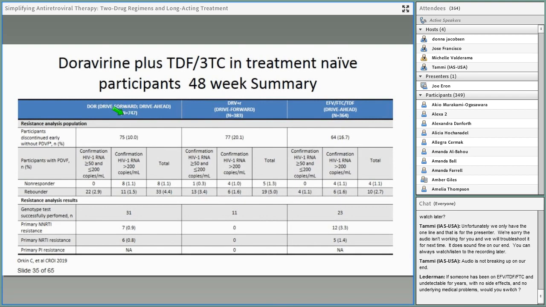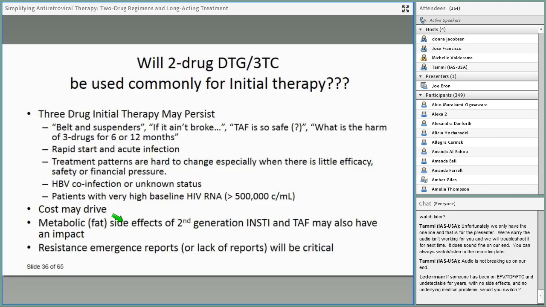These are the resistance data. In this data set with Doravirine, over 700 individuals got Doravirine as first-line therapy, and 7 developed primary NNRTI resistance. So 7 out of 700, that's 1%. That's an easy calculation. They typically had two-drug resistance, two-class resistance, both Doravirine and nucleosides. Clearly lower than with efavirenz, 3% versus 1%, but still there is some risk of resistance.